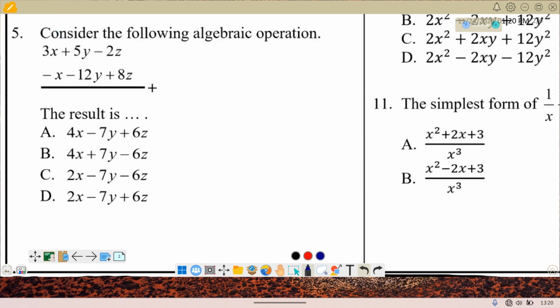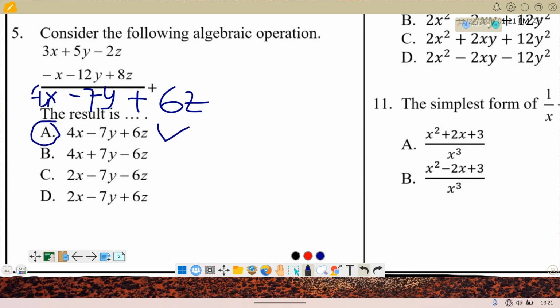Okay, 3x minus x equals 4x. And plus 5y minus 12y equals minus 7y. And minus 2 plus 8 equals plus 6z. So the answer is A.